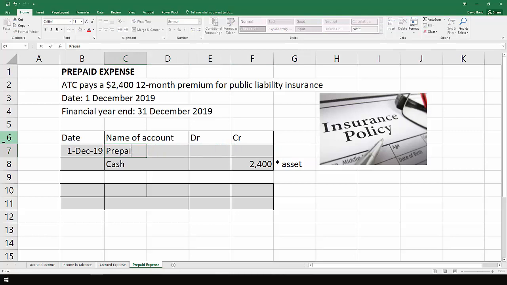But we don't show an expense. We show another asset because as of the 1st of December, you have not used up any of the insurance. That insurance gives you 12 months of coverage from that point on. So all that you're doing effectively is swapping one asset for another asset. You're swapping cash asset for an insurance asset.